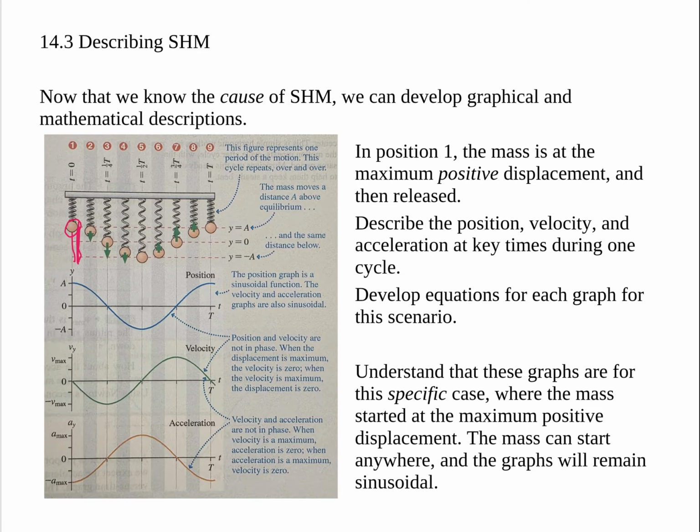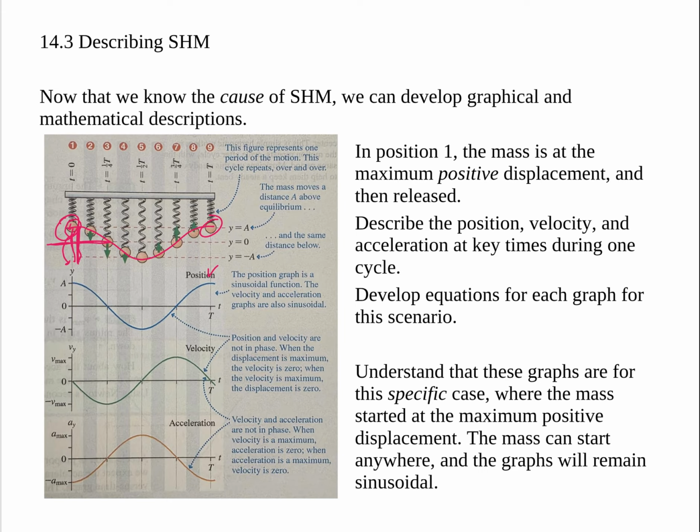So you can actually see with the positions that we have right here that graph will look like this graph right here when we're talking about position, okay? So this figure represents the one period of the motion from the start all the way through back to the starting position again. So that's one period, one cycle. The mass moves a distance a above the equilibrium. So here's the equilibrium position right here. We started off a distance a above, which means it's going to drop down to a distance a below. That means the amplitude is a, because we measure from the equilibrium position to the maximum distance away.